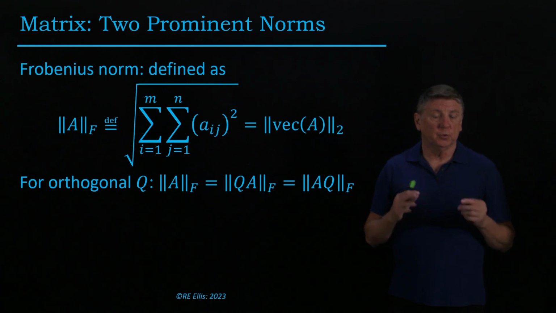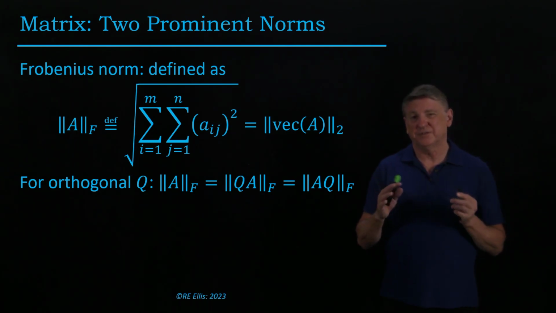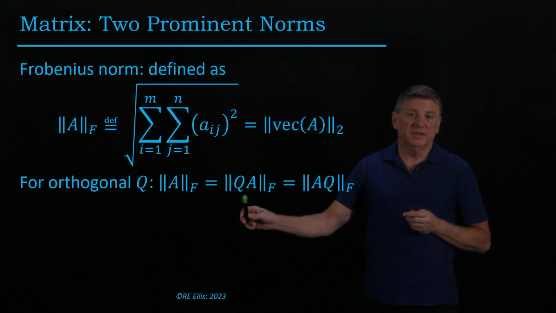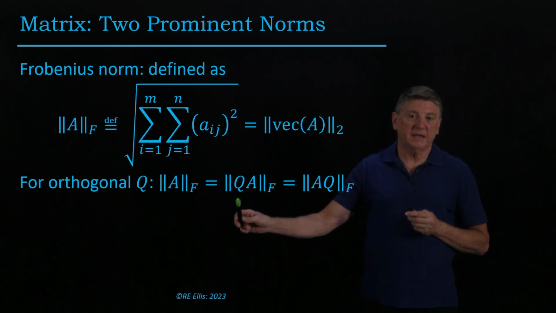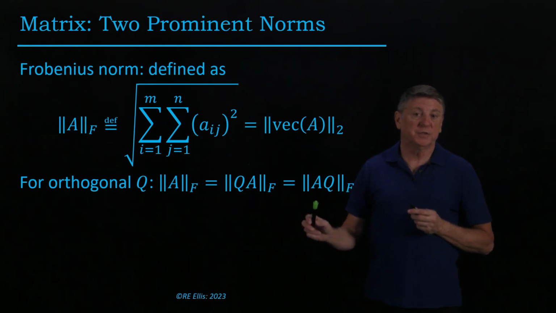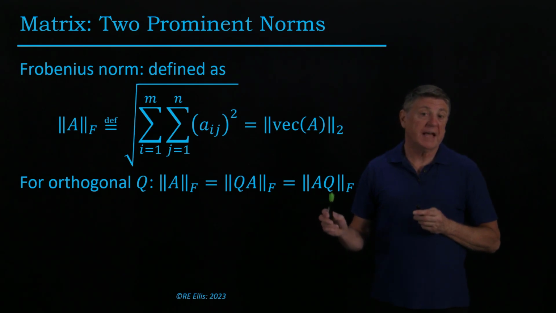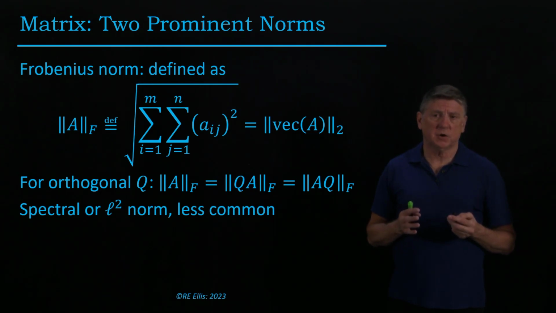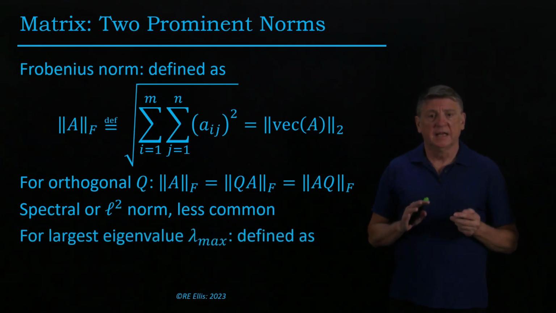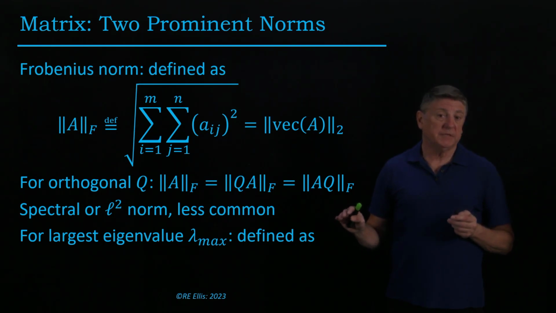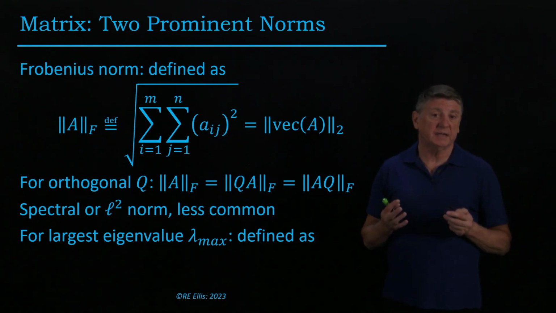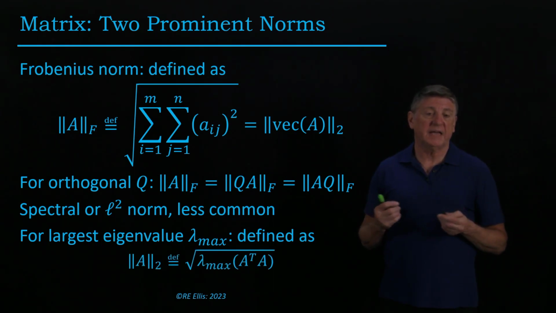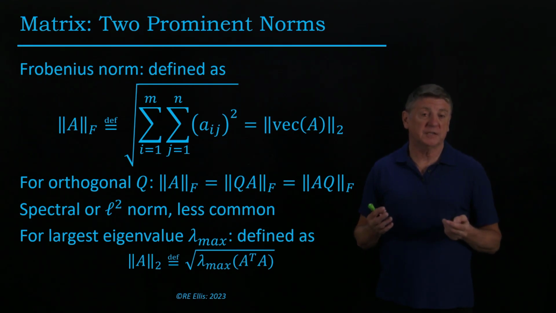For an orthogonal Q, and if A is not square, we have to remember that these are different Qs, the Frobenius norm of the matrix is the same as the norm of the product of an orthogonal matrix and that matrix, which is also the same as the norm of the product of the matrix and any orthogonal matrix. The spectral or L2 norm is much less common, and I'll just mention in passing that if we use lambda sub max to denote the largest eigenvalue of a matrix, then the spectral norm of a matrix is defined as the square root of the largest eigenvalue of A transpose times A.